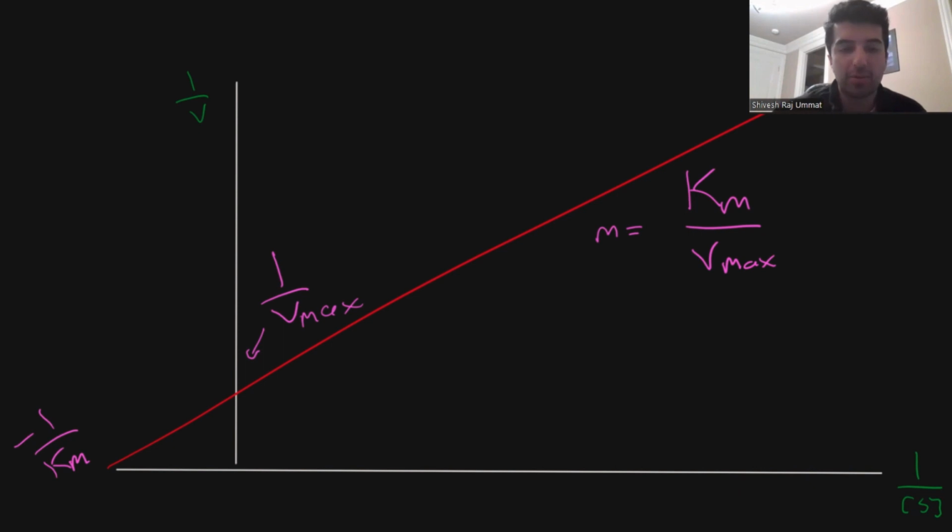And the last couple things here are that the y-intercept is going to be the reciprocal of our Vmax, and the x-intercept on the left-hand side of the y-axis is going to be the negative of the reciprocal of our Km, our Michaelis constant.